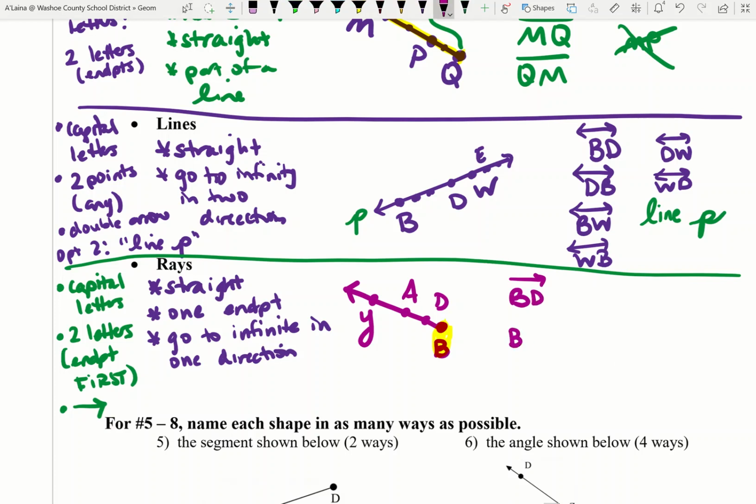B and then another letter on the ray. You might see I'm drawing an arrow to the right. B and another letter on the ray. The arrow is to the right. The arrow is never drawn to the left, even though on my picture, the ray goes to the left. You will always start with the endpoint and draw the arrow to the right.